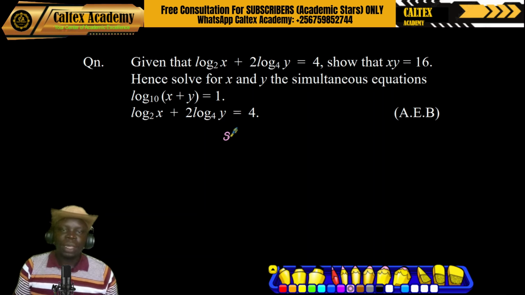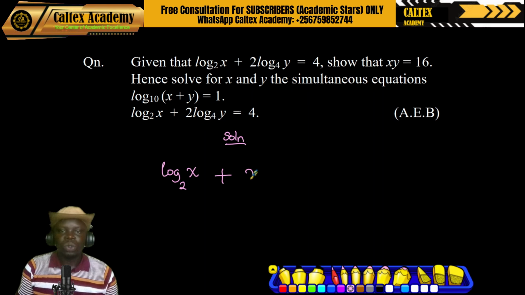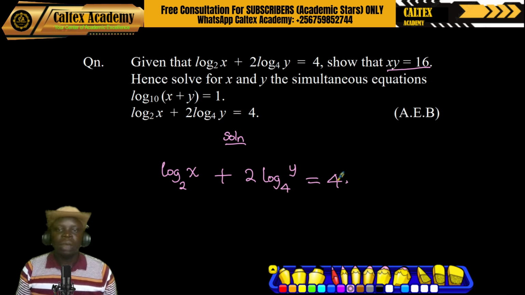Now here, let's copy the equation we are working on, and that is logarithm to the base of 2 of x, and we add this to 2 logarithm to the base of 4 of y equals 4. And our target is to get exactly this one here. Now what we have to do is change this base from 4 to base 2. And how do we achieve that?